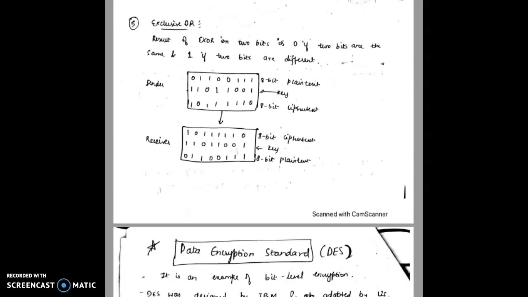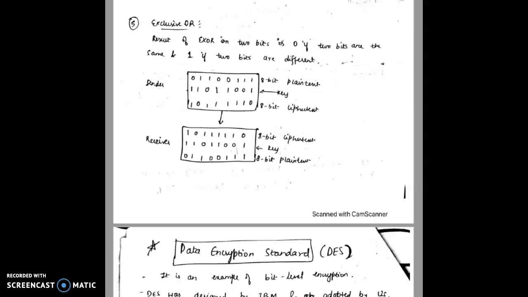Let's discuss the last method, XOR. We'll be over with bit level and we'll discuss DES in the next lecture. What is XOR? We have already discussed the XOR function. If 2 bits are the same, the XOR of the bits is 0. If 2 bits are different, the XOR is 1.